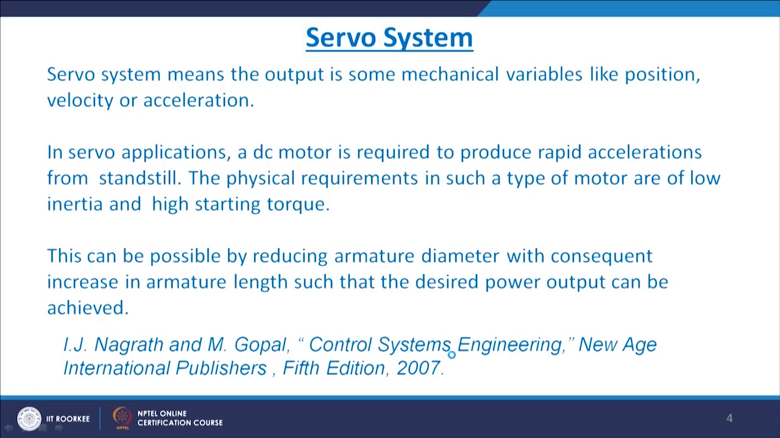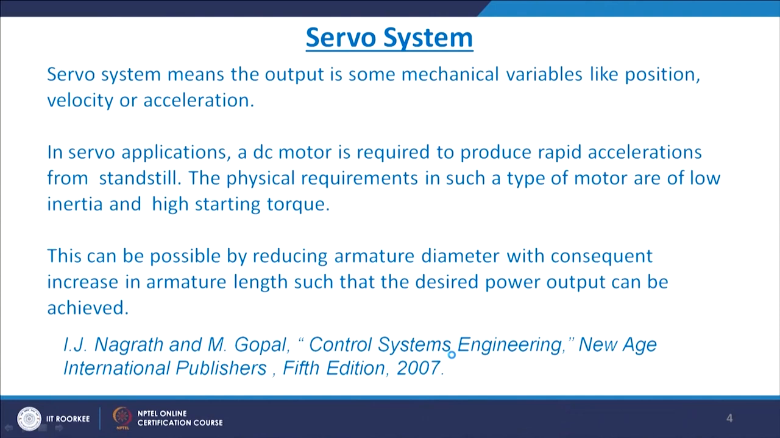Now about the servo system. Normally, those who are studying the electrical machine subject call them motors, AC motor, DC motor. But whenever we have to use this motor in control, it is called a servo motor. What is servo? Servo means your output is in terms of position, velocity or acceleration. So servo means the output is some mechanical variable like position, velocity or acceleration.